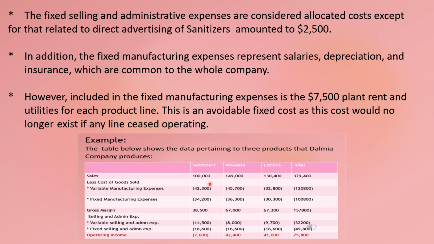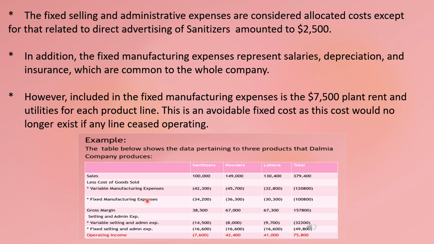That means if you drop this product line, there will only be a difference of 2,500. So that is a relevant cost. It's a relevant fixed cost which will not be there if you drop the product. In addition, the fixed manufacturing expenses represent salaries, depreciation, and insurance, which are common to the whole company.